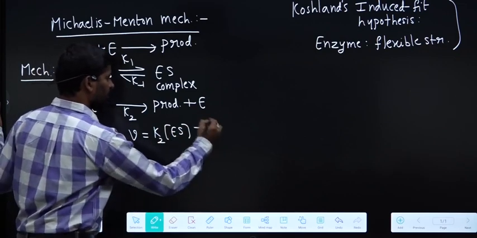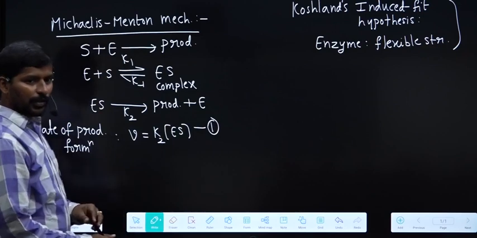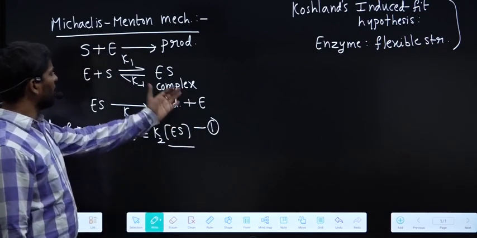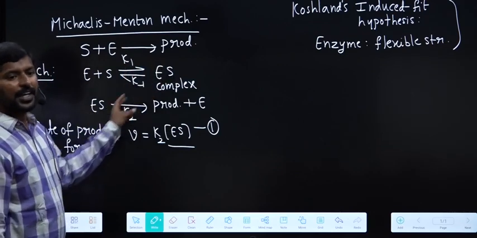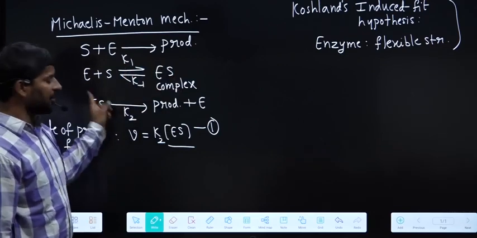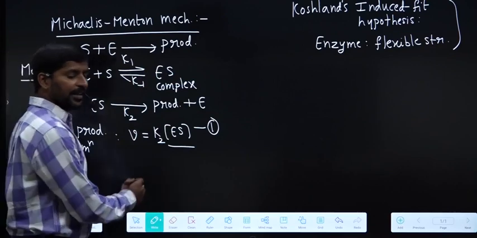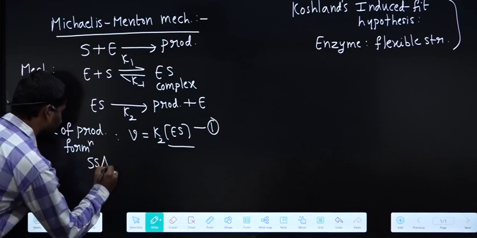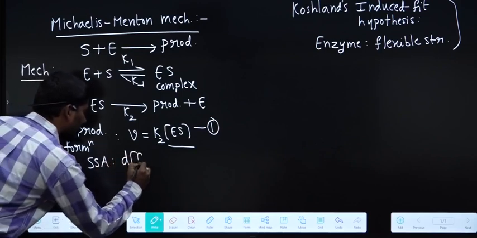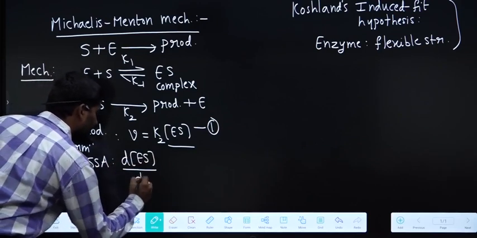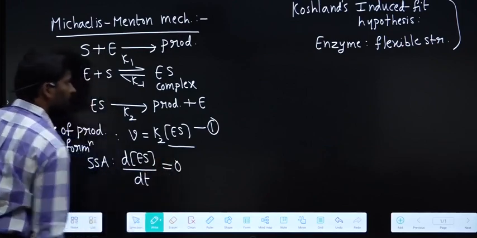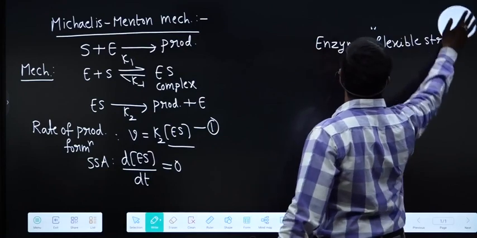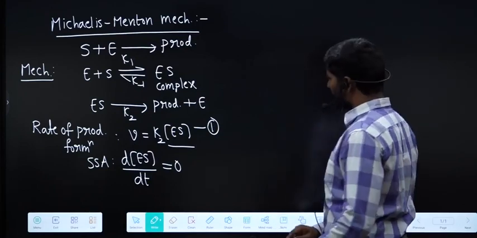Let us consider that as equation 1. What is ES: is it a reactant, product or intermediate? It is an intermediate. How do we get the concentrations of intermediates? By the steady state principle, or steady state approximation. According to steady state approximation, the change in the concentration of intermediate with time is equal to 0. Net change is 0.